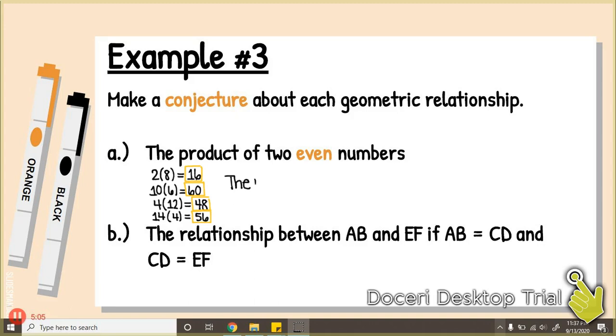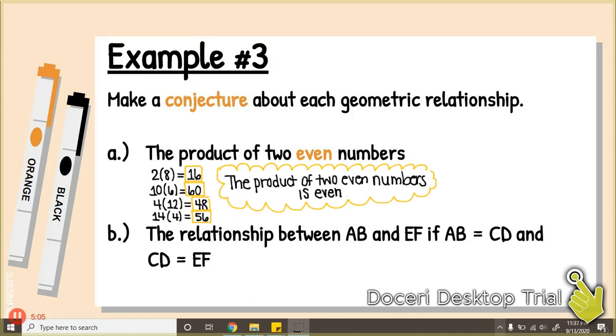the product of two even numbers is even, because in every single example, every time I took the product of two even numbers, that product was also even. So that would be my conjecture based on the examples I looked at.